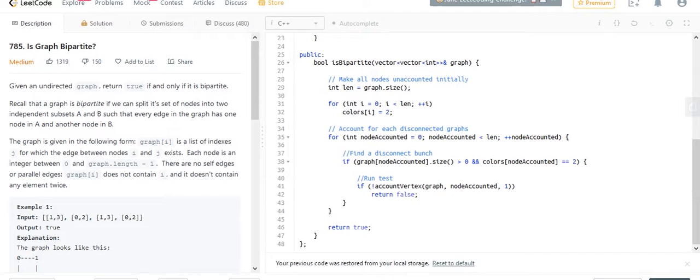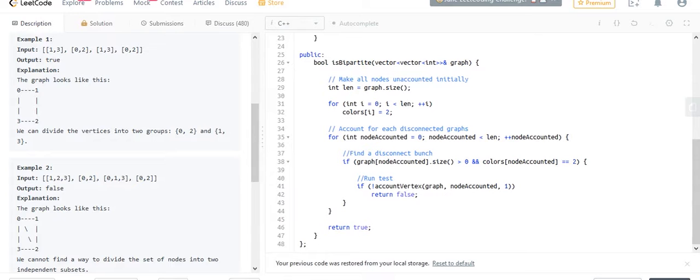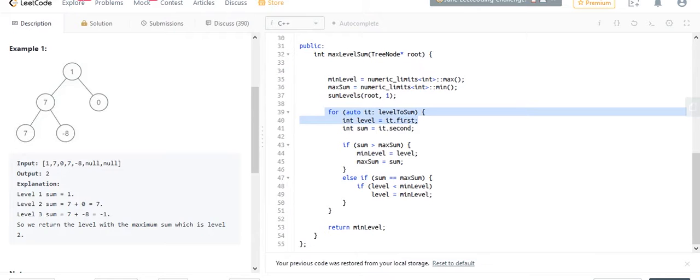One minor technicality in this problem was that we were not told that we are given a connected graph. So we traverse through each of these nodes, and whenever we find an unaccounted for vertex, we start accounting that bunch of connected vertices. And if there was never a case where we collided with the coloring scheme, we return true. But if ever accounting a vertex failed, we returned false. And that is pretty much it to solve this bipartite graph problem.